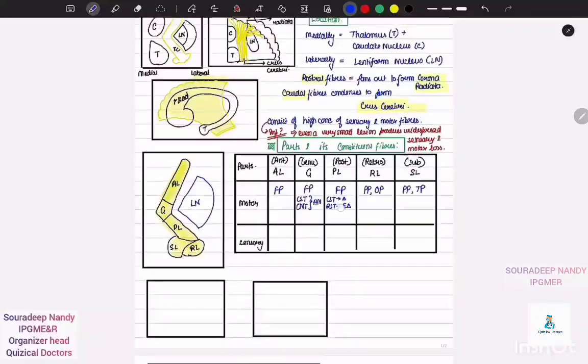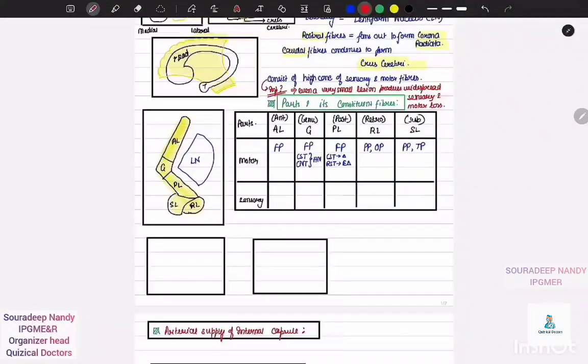Again, there are some other fibers. The corticospinal tract and the corticonuclear tract pass through the genu, which supplies the head and neck region, and in the posterior limb, the corticospinal tract and the rubrospinal tract pass through.